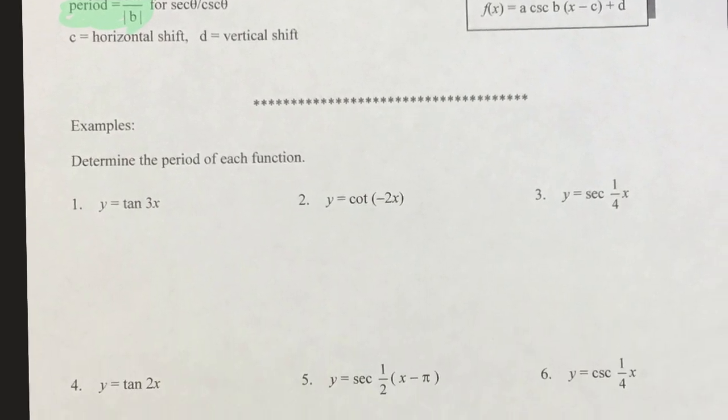Okay, so here are 6 examples of calculating period. In each of these, we want to identify the b value and then write down the correct fraction for each.